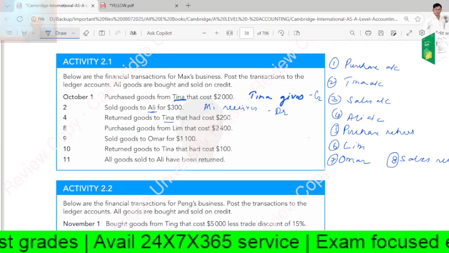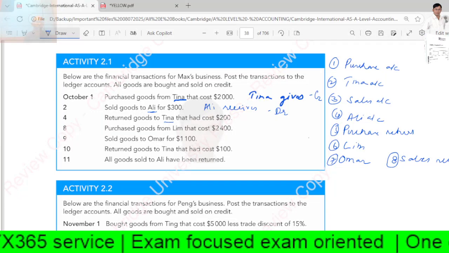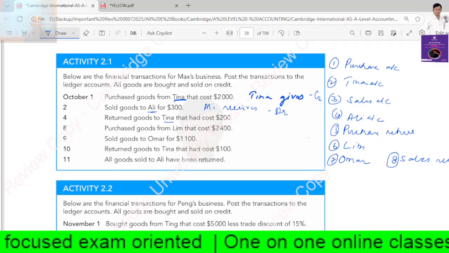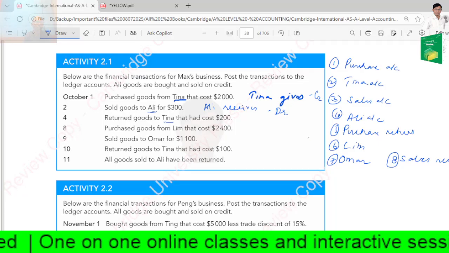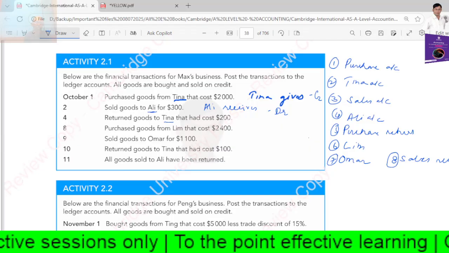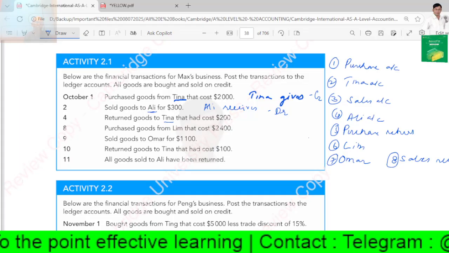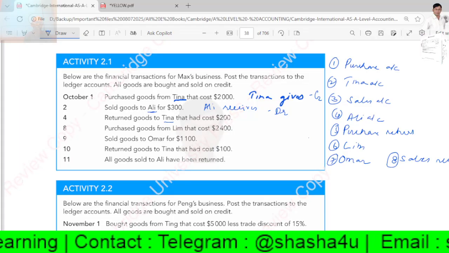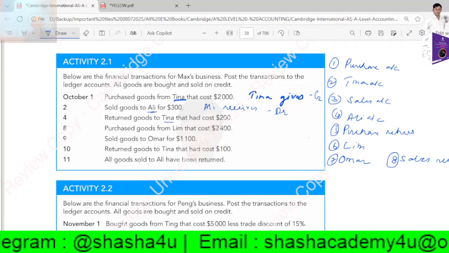A lot of students get confused with personal accounts. The rest of the accounts they do easily. Nominal accounts, expenses, they write off as an expense. Income account, revenue account, they also write. Assets account: debit what comes in, credit what goes out. That also they write. But in personal accounts they mess up.